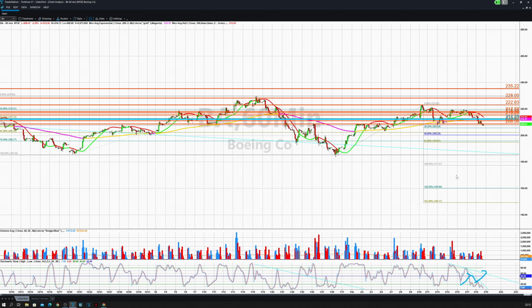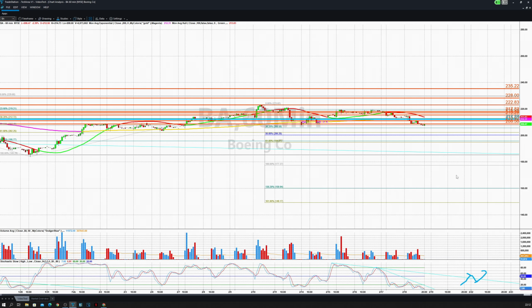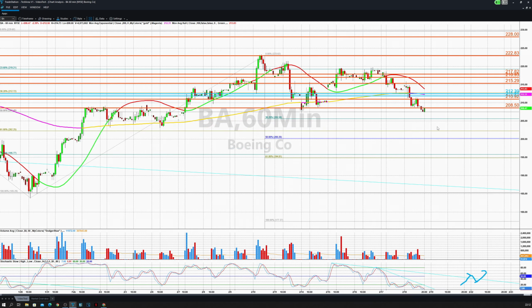So this is for BA, but at the moment it seems that it wants to move higher, and it's good, because I don't like to see stock moving down. I like to see stock moving up, even though I can trade them to the short side. So we will finish with BA.